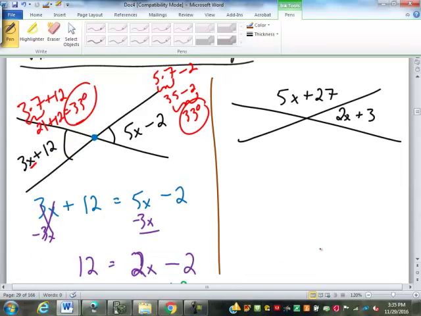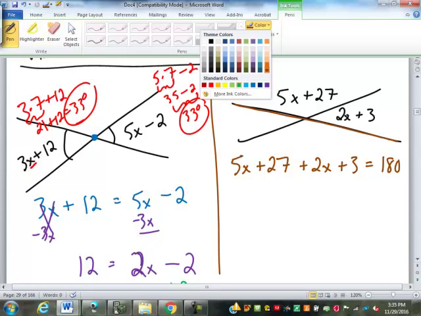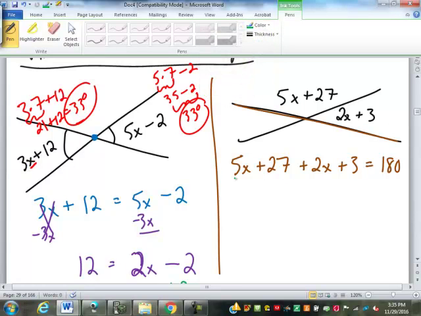On the other side over here, what's the relationship between those two angles? They add up to a straight line, or 180 degrees, which means they're supplementary. So they add up to 180. 5x plus 27 plus 2x plus 3 equals 180. So now we can combine. 5x and 2x make 7x. 27 and 3 make 30. Then what?